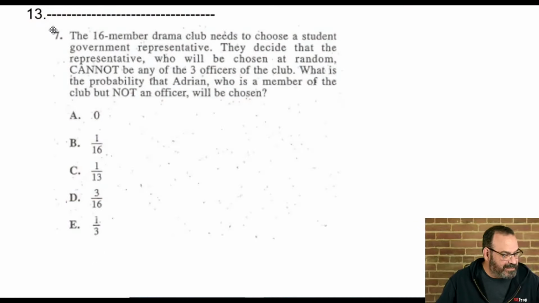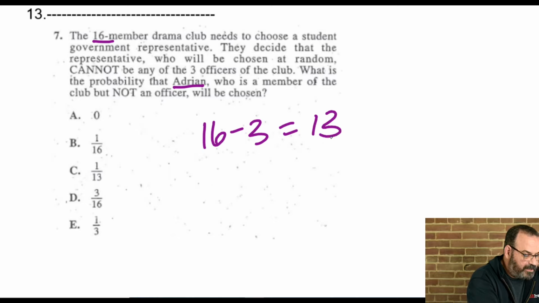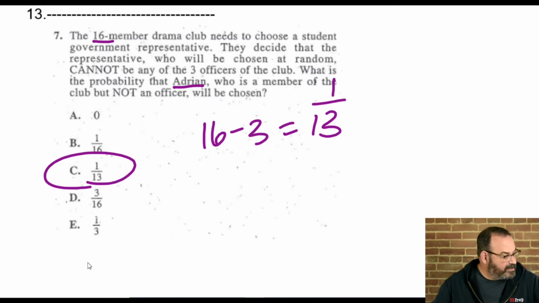The 16-member drama club needs to choose a student government representative. They decide that the representative, who will be chosen at random, cannot be one of the 3 officers of the club. What is the probability that Adrian, who is a member of the club but not an officer, will be chosen? Adrian is one person. There are 16 members of the drama club, and 16 minus the 3 officers is 13, and choosing Adrian is 1 out of 13. That's answer choice C. This is number 7. It's supposed to be this easy, and you should be able to do these with super speed.